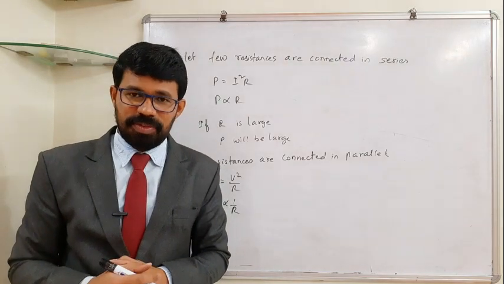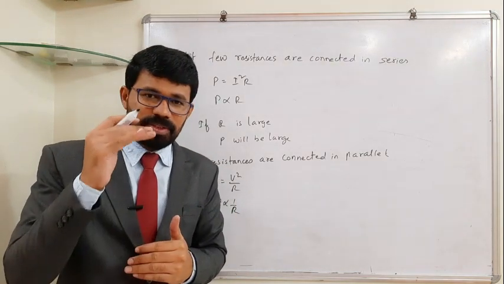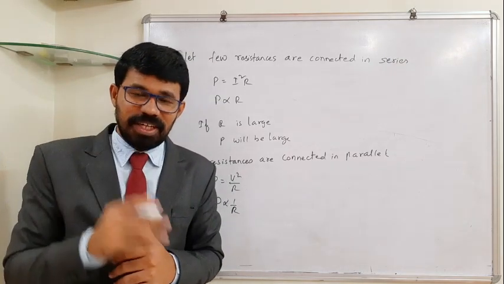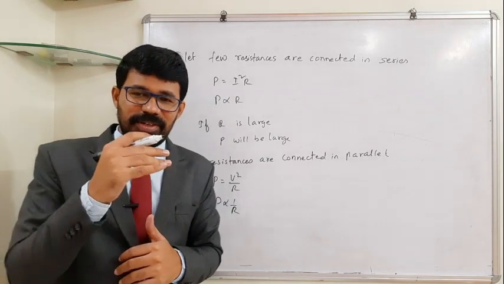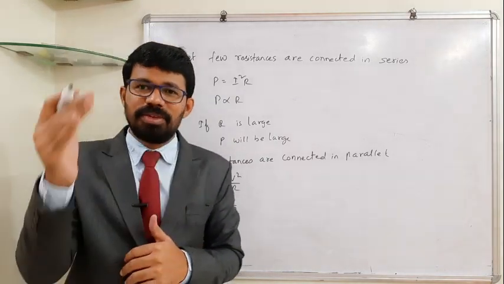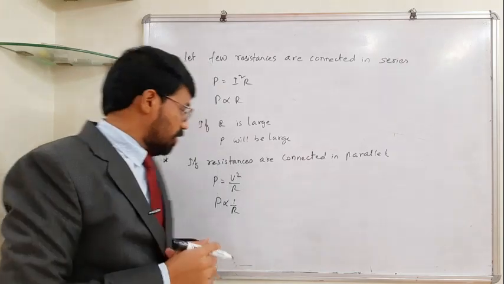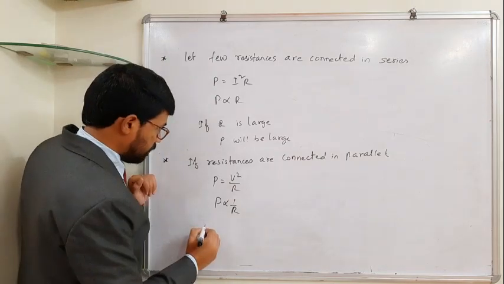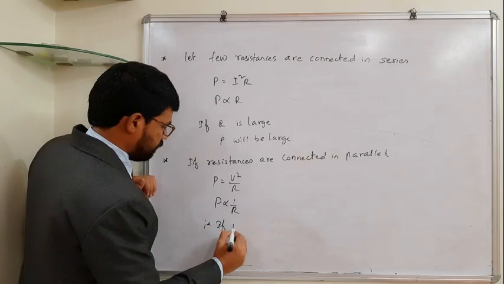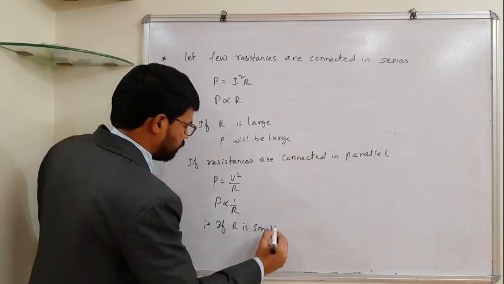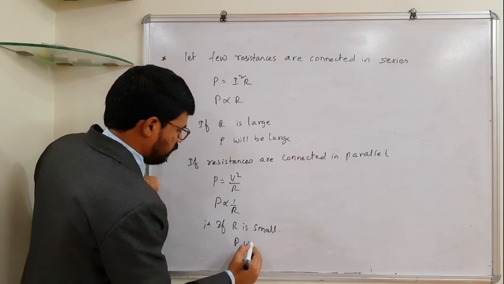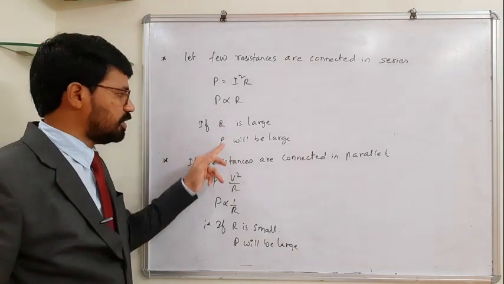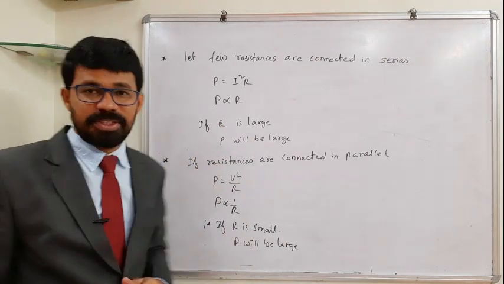So when you take a parallel combination, the one which is having less resistance will consume more power. When you go with parallel combination, if one resistance is having less resistance, through that there will be more current flow. So the one which is having less resistance consumes more power. So if R is small, P will be large. Unlike in the case of series combination where if R is large, then P will be large. Here if R is small, then P will be large in parallel combination.